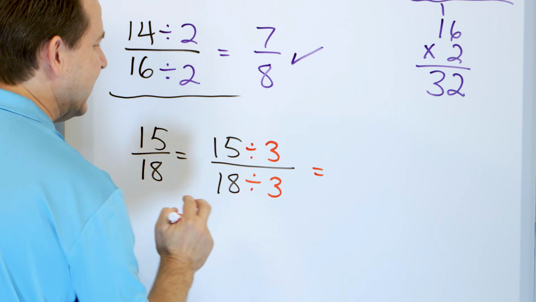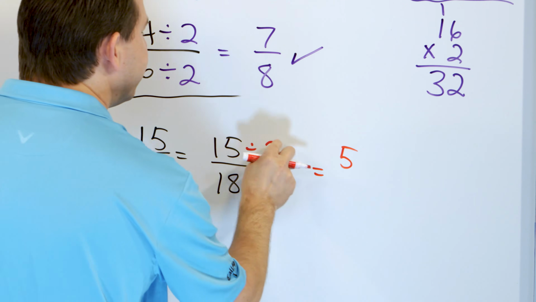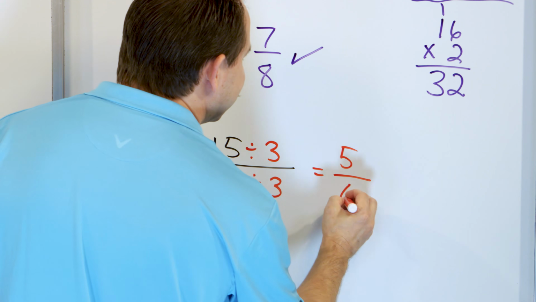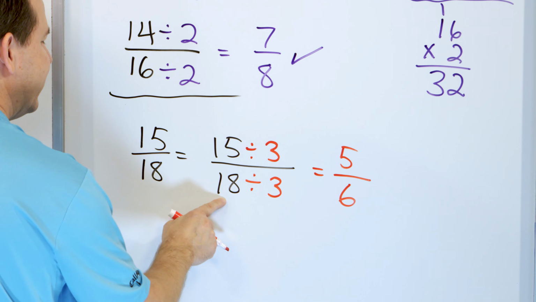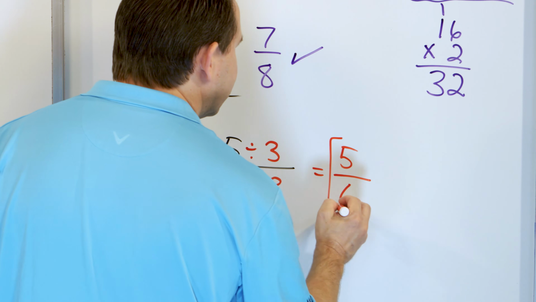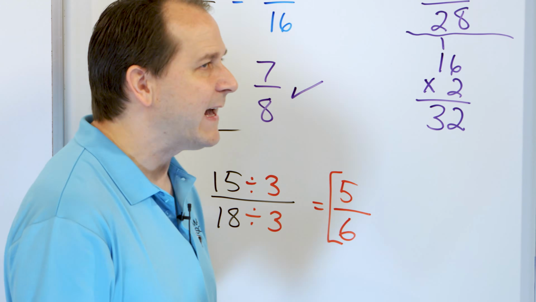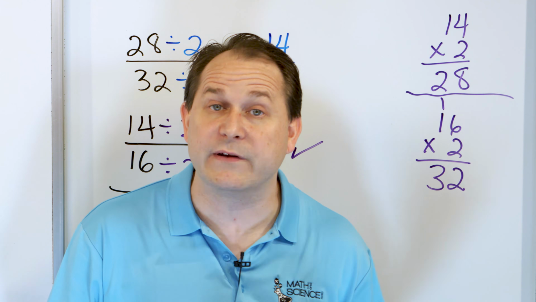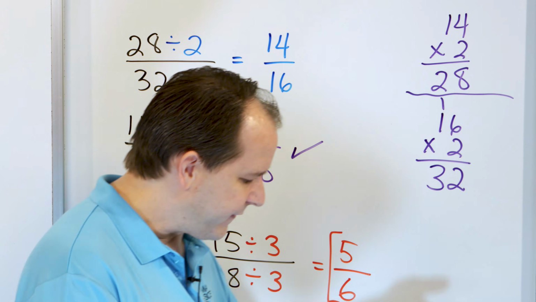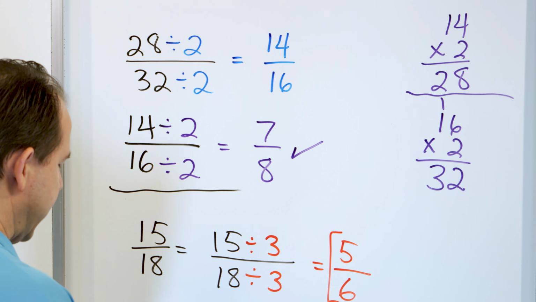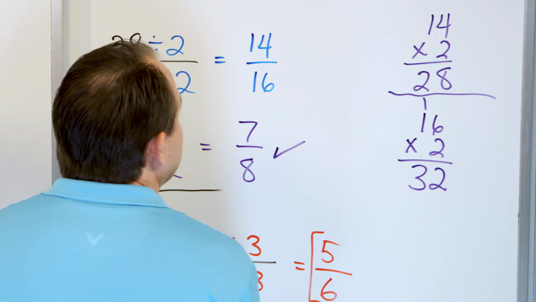15 divided by 3 is 5, because 5 times 3 is 15. 18 divided by 3 is 6. Why? Because 6 times 3 is 18. And this is the final answer because when I look at 5/6, I cannot come up with another number that I can divide top and bottom by evenly and make it any simpler. So that is the final answer, and it's only one step. All right, so we only have a few more, and we will be done.